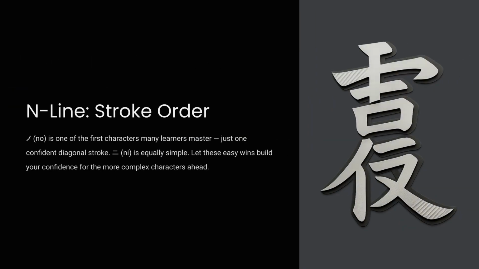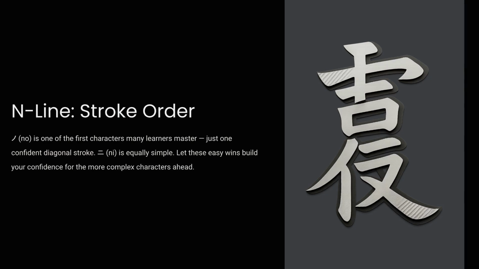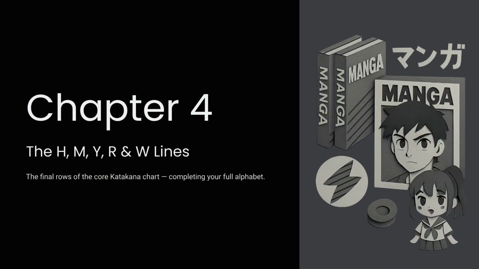No, a single diagonal stroke, and ni, 2 simple horizontal strokes, are among the first characters many learners master. Use these easy wins to build confidence for the more complex characters in the N-line. We are now starting Chapter 4, the H, M, Y, R, and W lines. These are the final rows of the core katakana chart, which will complete your full alphabet.